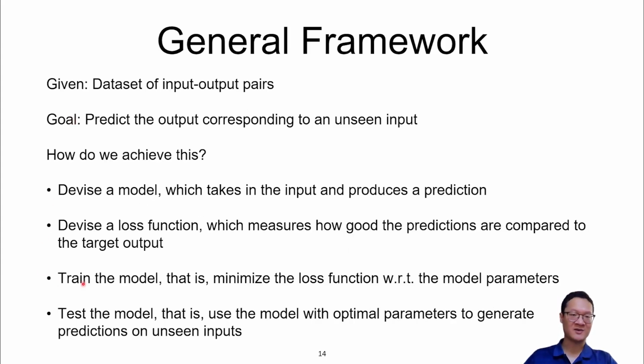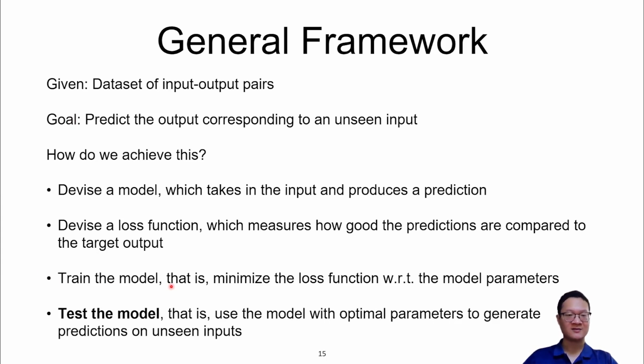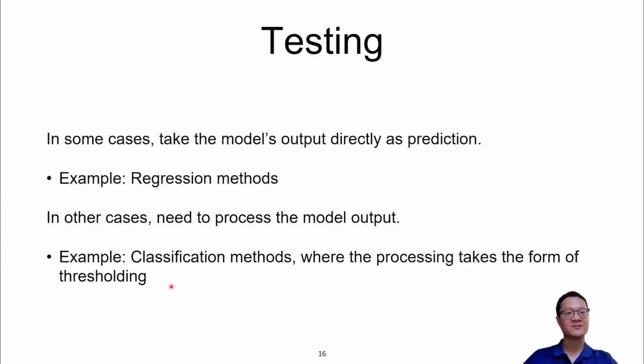Okay, so that was training the model. Lastly, we have to test the model. And in testing, in many cases, we take the model's output directly as the prediction. So that's basically what we do when we do regression. With classification, after the model predicts something, we still have to do some kind of post-processing to obtain the class that we predict. And we basically looked at thresholding as a way of coming up with a class after obtaining the model output y hat.